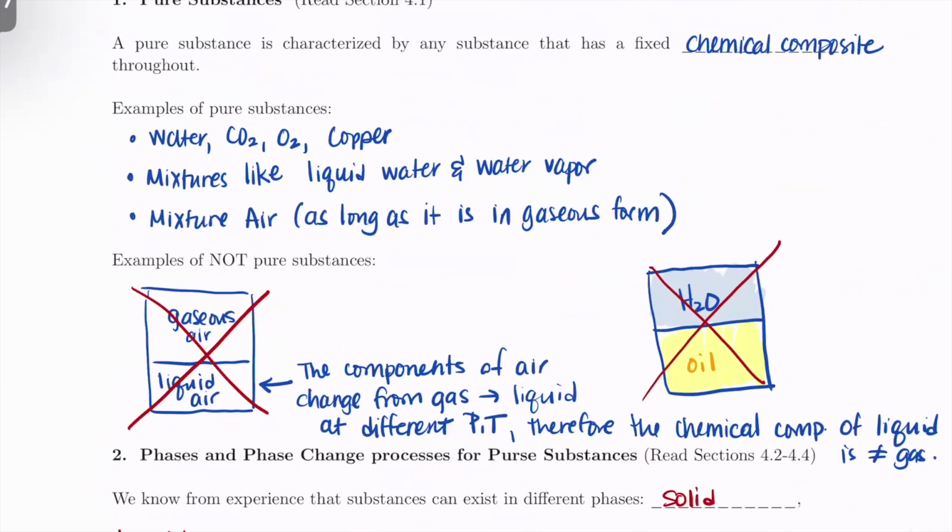Everything that we're talking about in this unit is only for pure substances, so you can only use it for those circumstances. So essentially, as long as you have a substance that has the same chemical composition, composition, I spelled that wrong last time, sorry about that. As long as you have a substance that has a chemical composition that's consistent throughout your system, that counts as a pure substance. So it's okay if it's in different states, as long as the composition is the same.